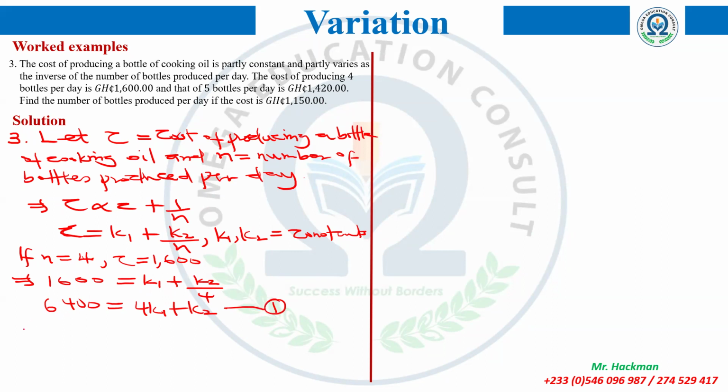Then you go and generate your second equation using the second information. So if N is equal to 5, your capital C is equal to 1420. So you go and substitute. So this implies that 1420 will be equal to K sub 1 plus K sub 2, all over your 5.